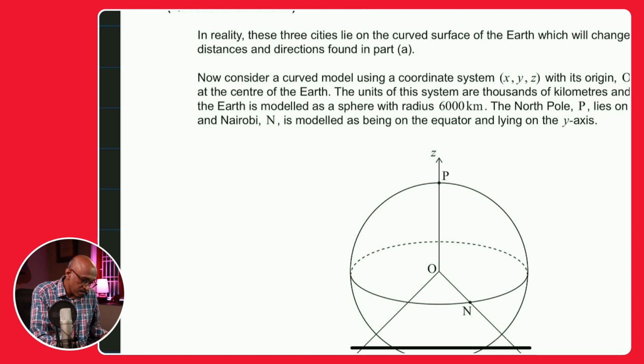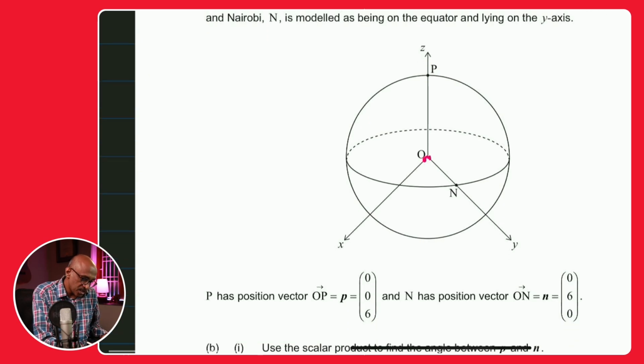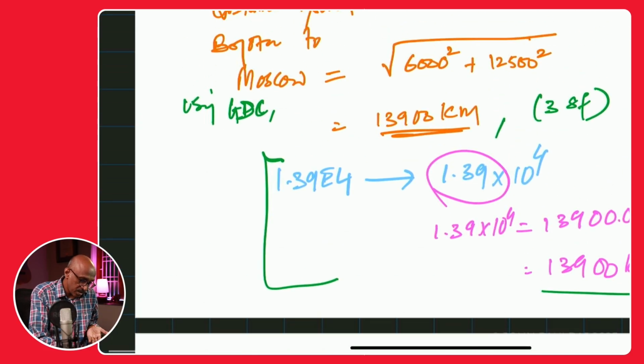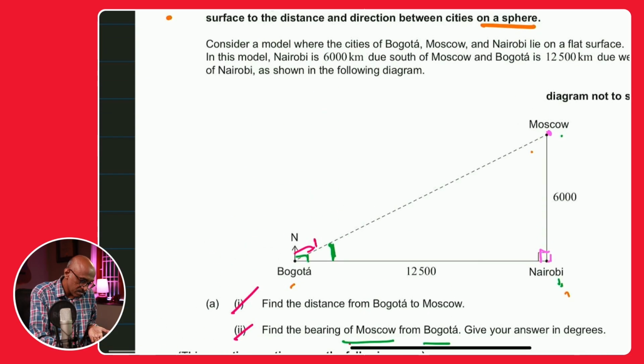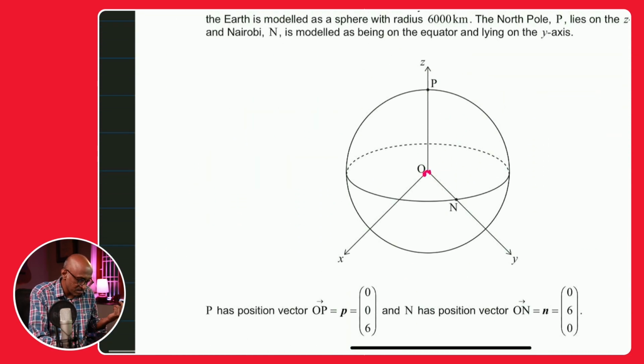Now consider a curved model using coordinate system XYZ with its origin O at the center of the Earth. Okay, that's the origin O. The units of the system are thousands of kilometers. So this was kilometers, right? All right, fine. Thousands of kilometers. Okay, so if it says 1, it means 1,000 kilometers.